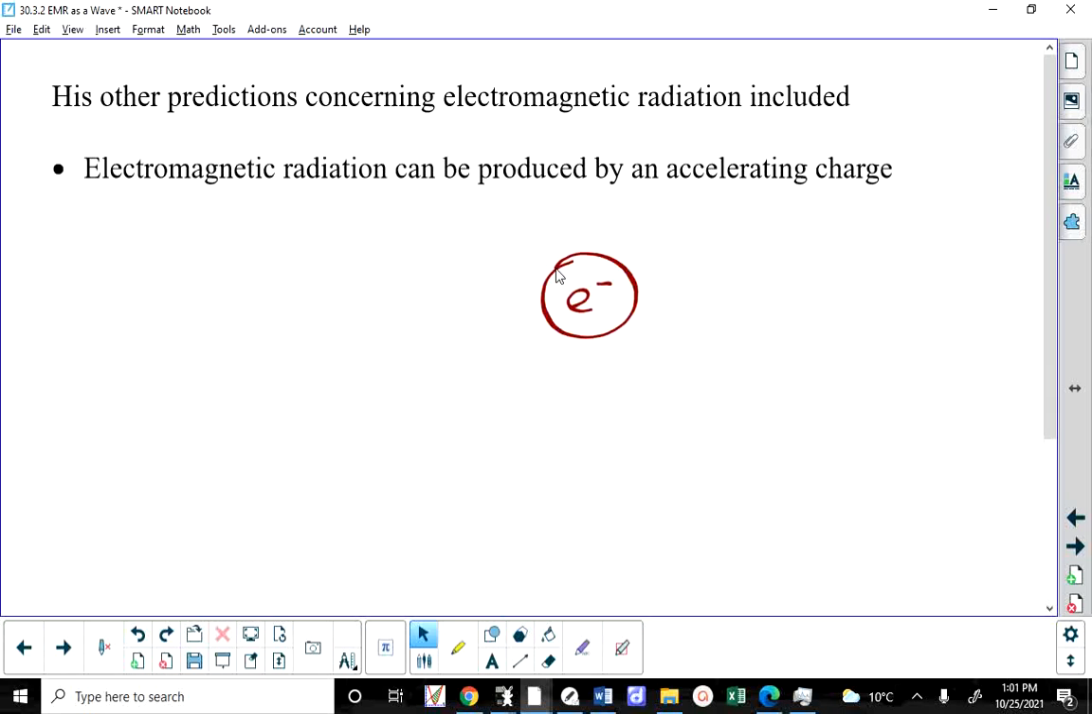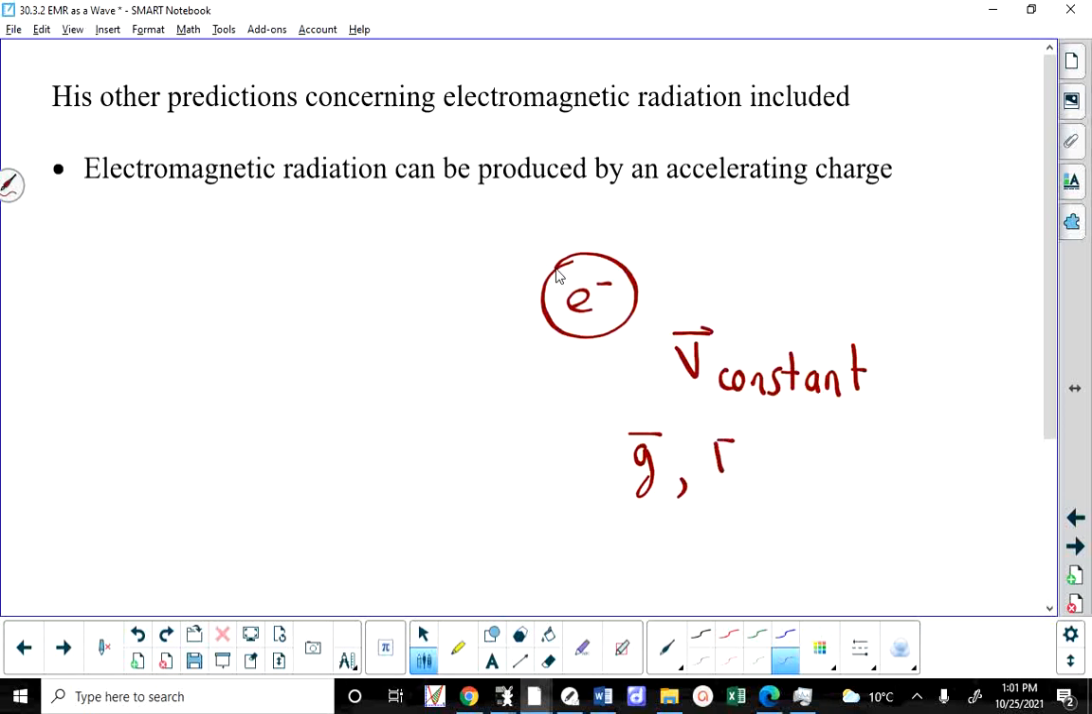If you have an electron that's moving at a constant speed, then you will have a gravitational field, an electric field, and a magnetic field. Now what I'm telling you is if you have an electron that's accelerating, you're going to have these three fields and you're going to have electromagnetic radiation produced.